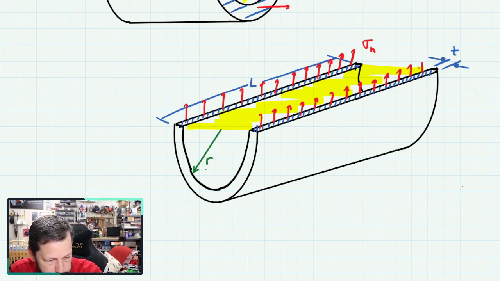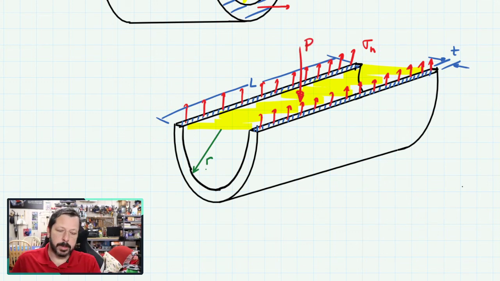Maybe I shouldn't have drawn this so big. It's taking a, there we go. And then there's the internal pressure. I'm going to draw it as a single large arrow kind of here. That's P. So those are all the same things that we had before. And we're going to do the exact same approach to develop this equation.